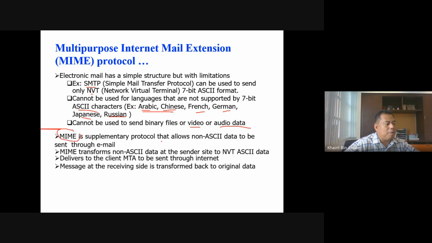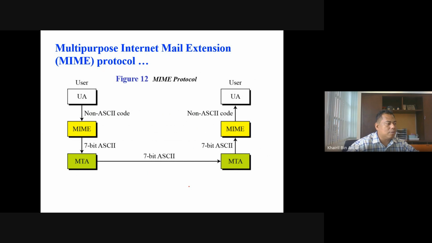MIME is a supplementary protocol that allows non-ASCII data to be sent through email. MIME transforms non-ASCII data at the sender side to NVT ASCII data. It means that you are still using NVT on the sending side of the communication, but the information is converted into 7-bit ASCII, delivered to the client MTA to be sent through the internet, and the message at the receiving side is transformed back to the original data, right? So this is the flow. Non-ASCII messages are inserted into MIME, then MIME converts them into 7-bit ASCII, which is received by the receiver and converted back using MIME, so you can receive the non-ASCII messages.